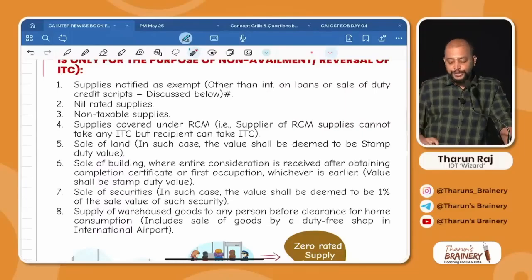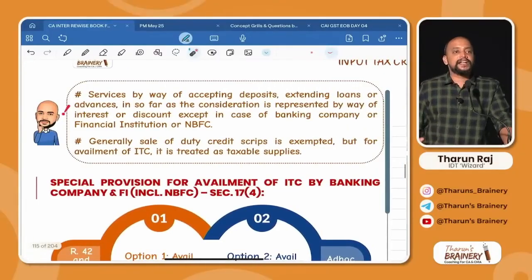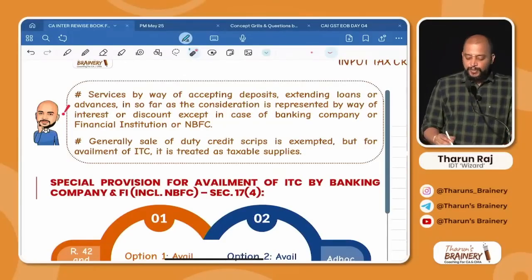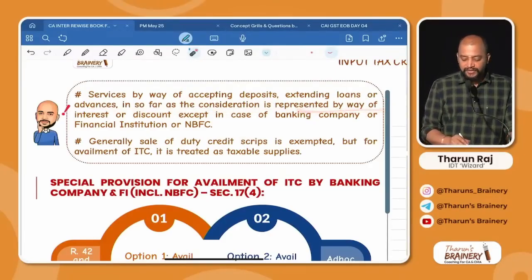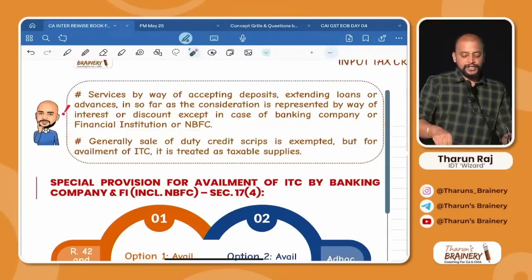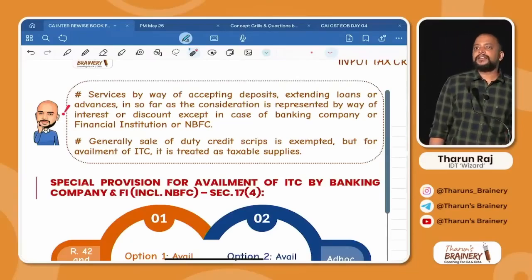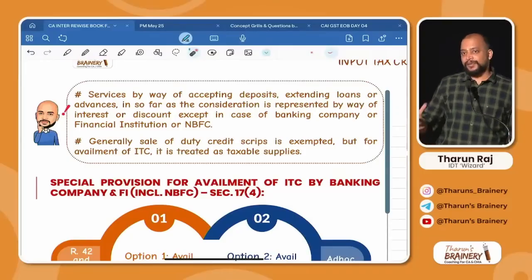Now there are 2 more points you need to remember separately: even though it is exempted, for ITC purpose it will be treated as taxable, which means we can enjoy the ITC on inward supplies. What are they? Service by way of accepting deposits, extending loans or advances, in so far as the consideration is represented by way of interest or discount, is exempted, except in case of banking company, financial institution, or NBFC. If you remember, in banking services we discussed this. Interest on loans, advances, deposits is exempted, correct? We don't have to pay GST.